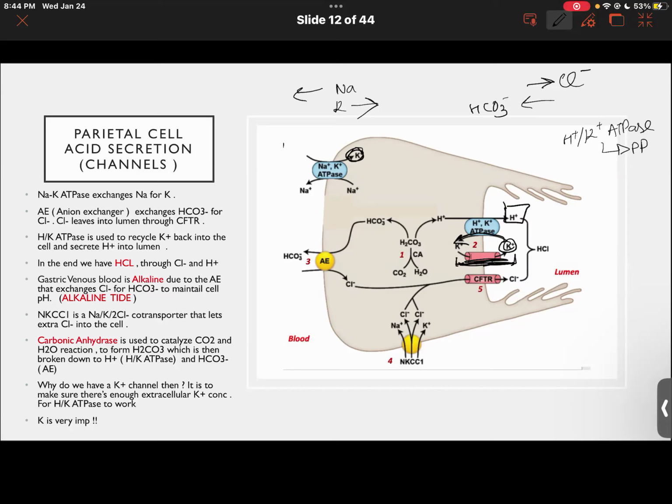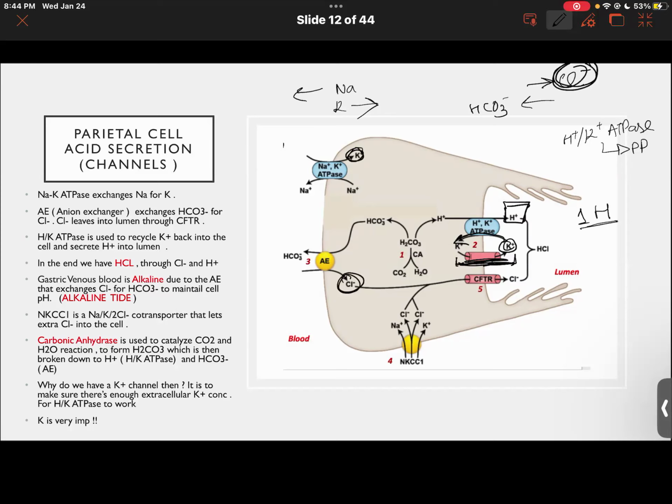So now we have a hydrogen in the lumen. Can we agree on this? We have one hydrogen in the lumen. It's waiting. So then we have, now, do you remember the anion exchanger brought chlorine into the cell, right? So now we have chlorine in the cell.